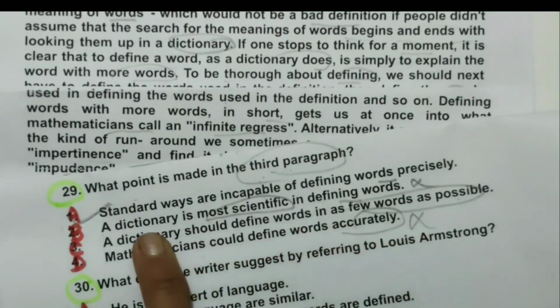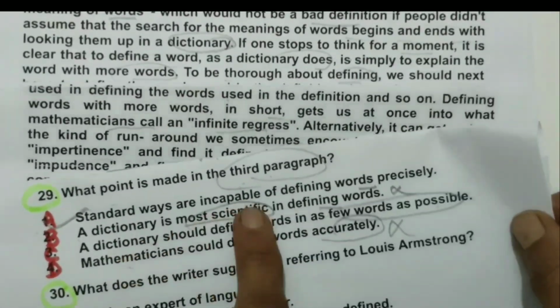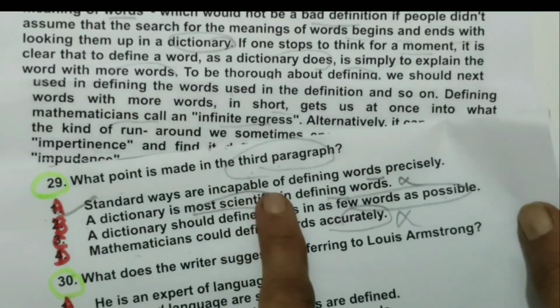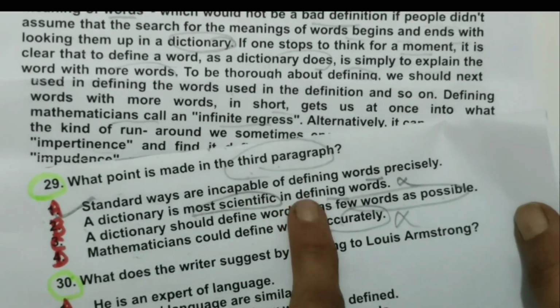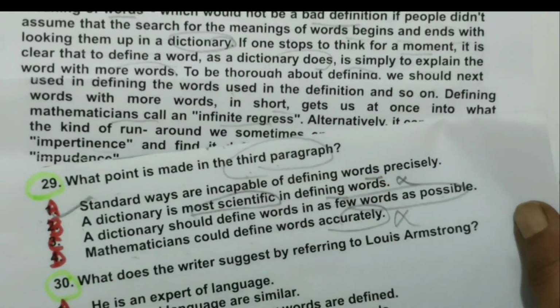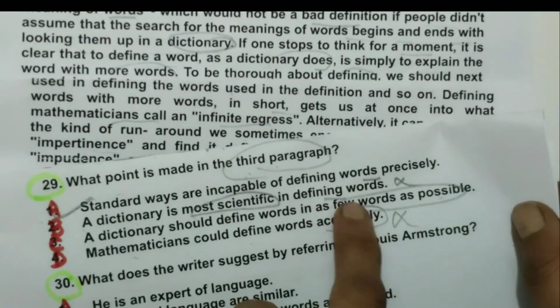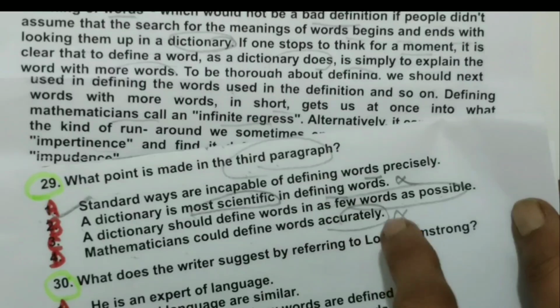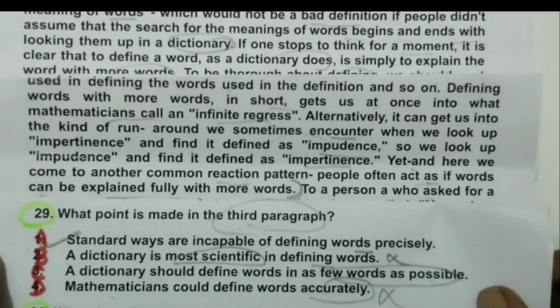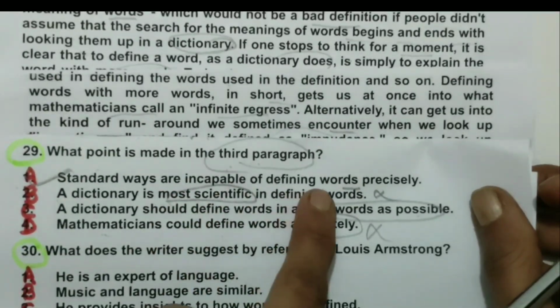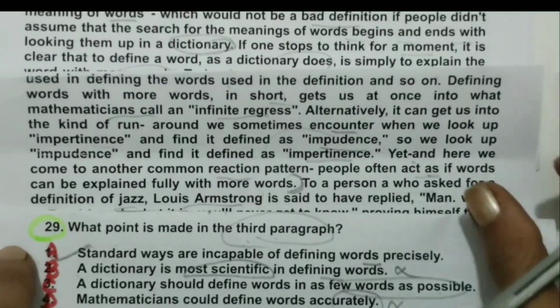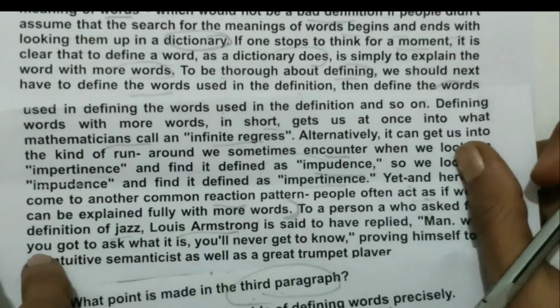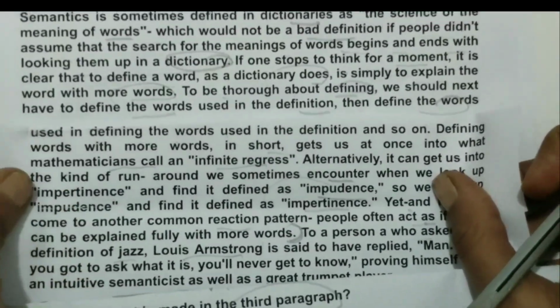So we can select the first one, because whatever the options are given, try to find whether it is true or false. If it is true, then definitely that would be the answer. But if all three options are false, then the remaining option will be the answer. So standard ways are incapable of defining words precisely. So that's why they are talking about the dictionary over here.